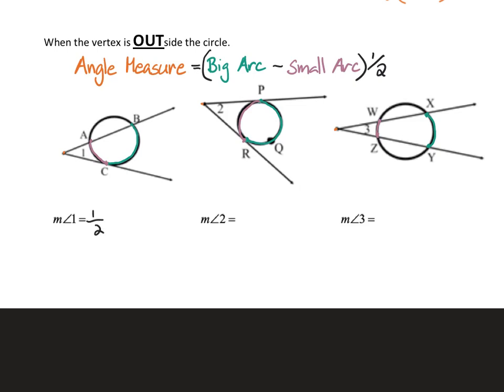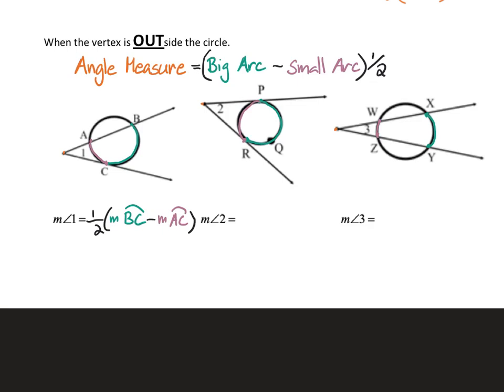So let's start by putting the 1/2 in here. And now what is the big arc and the small arc called for this one right here? So we would be talking about the measure of arc BC minus the measure of arc AC. That would be the formula we would use for this first one. But if you just remember that it's big arc minus small arc, you can use it for all these different situations.